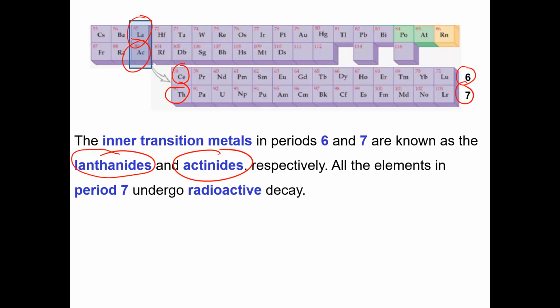Now, it's important to recognize that every element that is in period 7 is radioactive. So all of the elements that are in the actinides are radioactive. In fact, any element that is heavier than bismuth is radioactive. So you might be aware that radon is a radioactive gas that can accumulate in your basement if the surrounding mineralogy produces radon gas, and you have to open windows and stuff in order to stop that from building up.